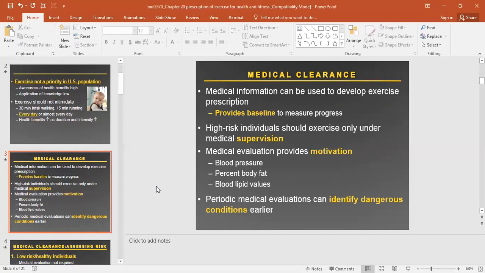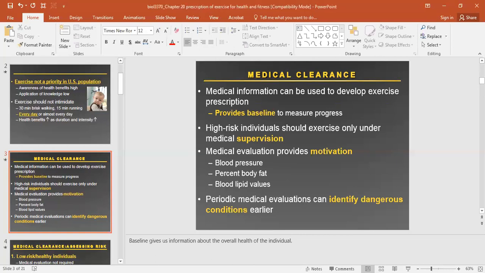So somebody who is less healthy, so someone who is maybe diseased, may have a completely different exercise prescription and be prescribed a completely different program than someone who is not diseased and is relatively healthy otherwise. So most importantly, medical clearance provides a baseline. So this baseline gives us information about the overall health of the individual. And it also gives us information about how risky it is for this person to perform exercise.